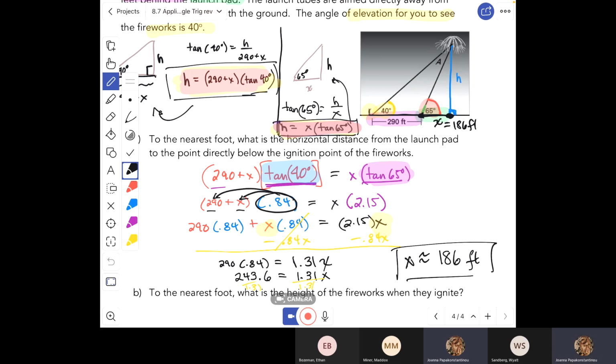Now, ultimately, I was trying to figure out what this question is asking: what is the horizontal distance from the launch pad to the point directly below the ignition point? The answer to this is 186 feet, isn't it?